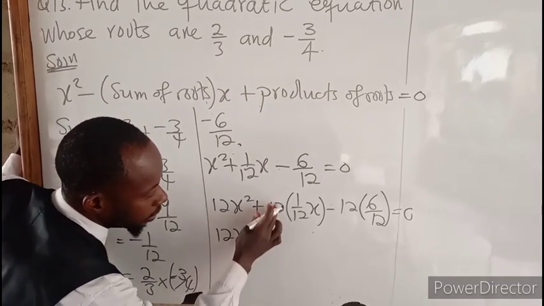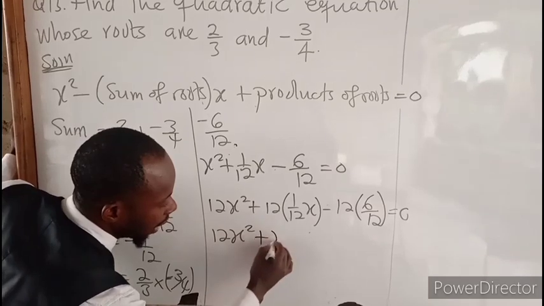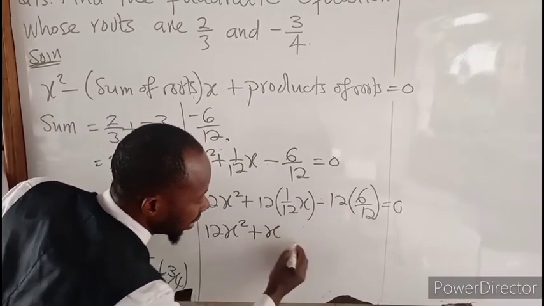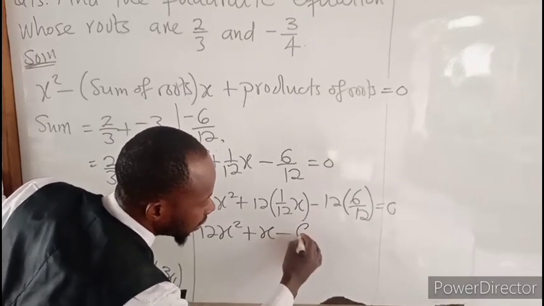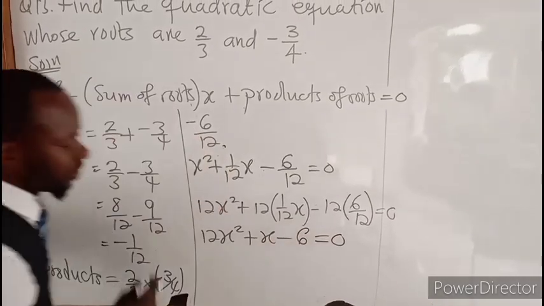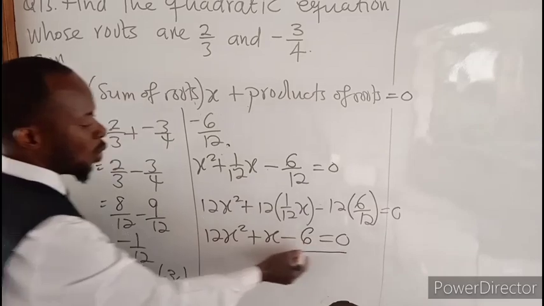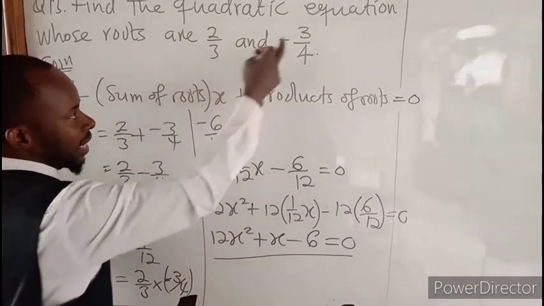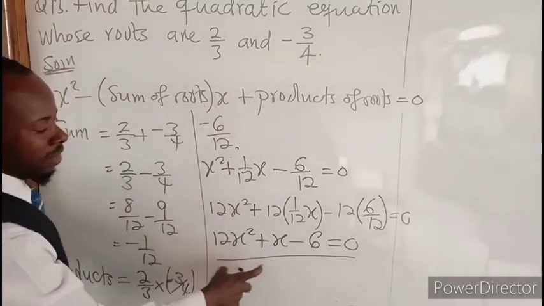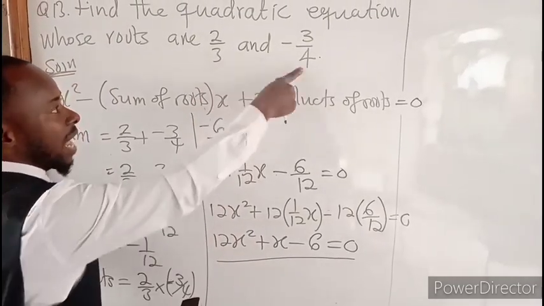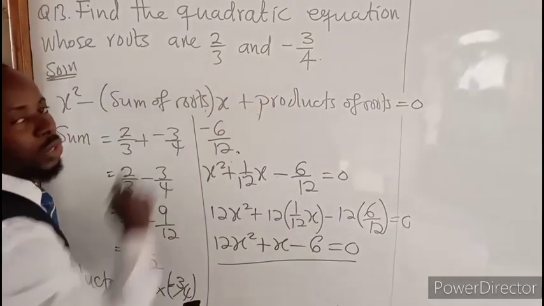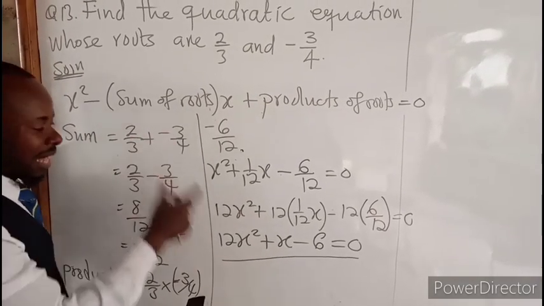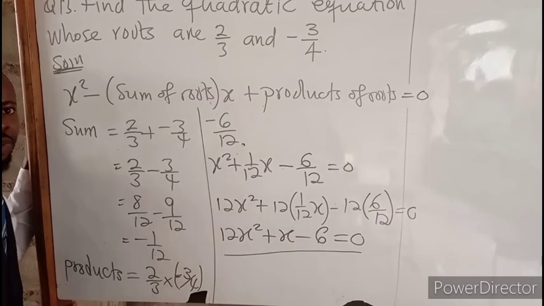12x squared. This 12 will cancel this. So unless if only x, 1 times x is x. This 12 will cancel this. Minus what? 6 equals what? 0. So this becomes the quadratic equation whose roots are 2 on 3, negative 3 on 4. Meaning if I solve this equation, I will arrive at these two what? Solutions. There are other methods we can get to get this answer, but this is one of those methods.